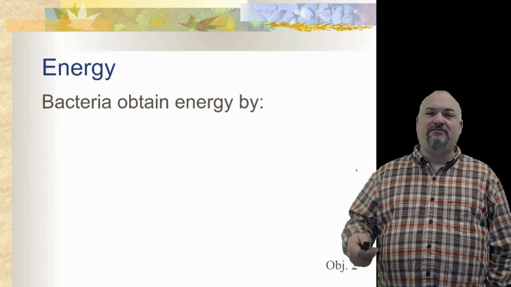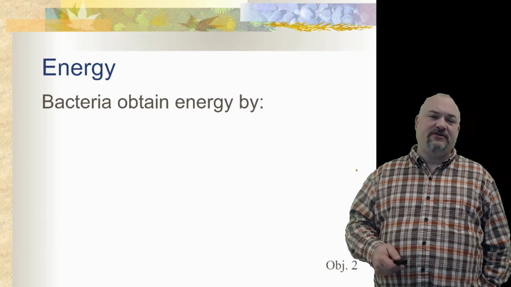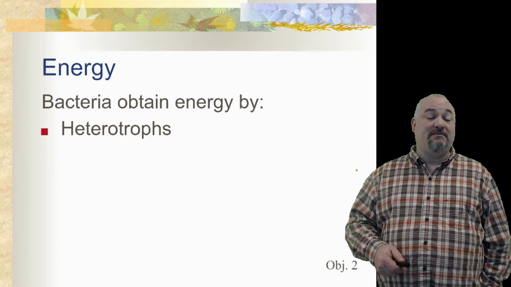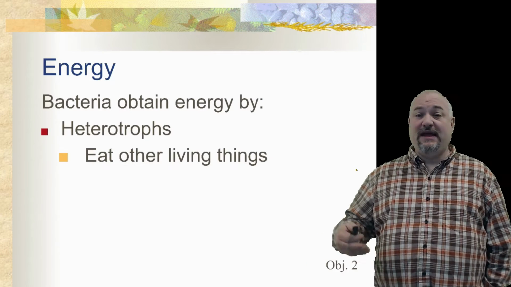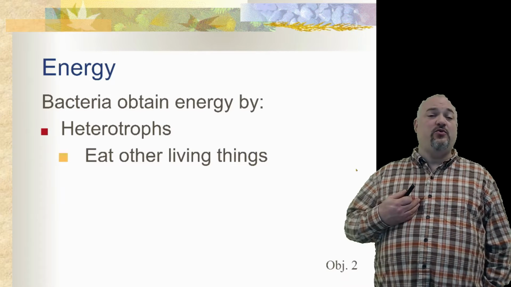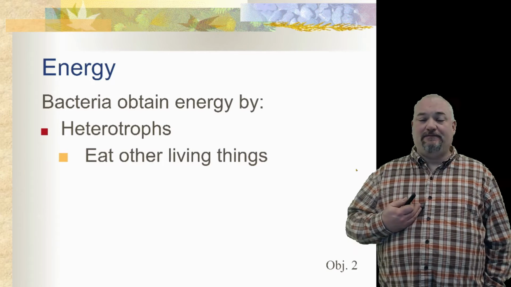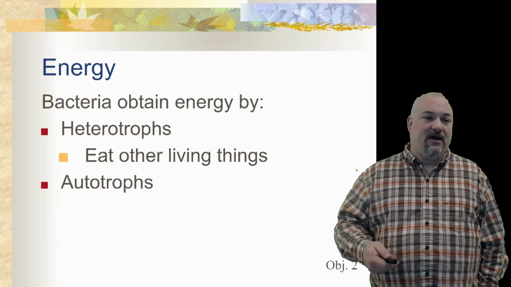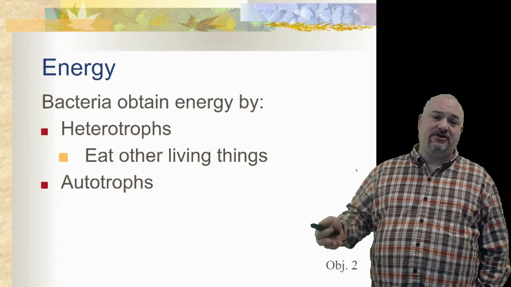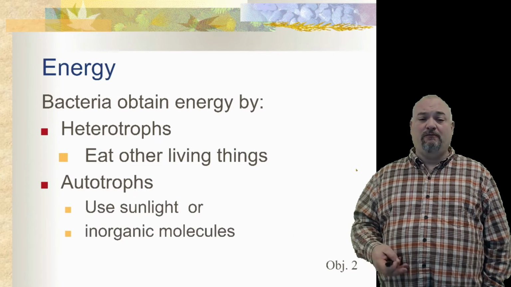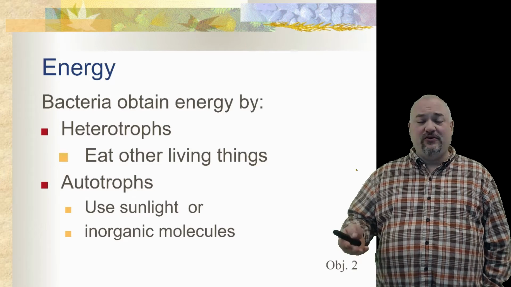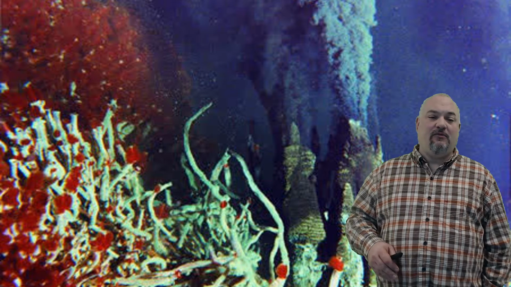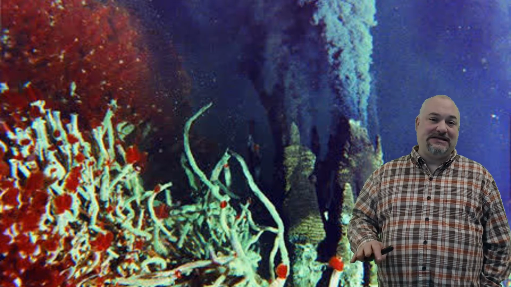Where do they get their energy from? Just like everything else, and we learned about this in the first unit when we talked about energy. Some bacteria are heterotrophs, so they eat other living things. The ones that would live in you would be heterotrophs, and the ones that would decompose dead things would be heterotrophs. Others are autotrophs. They make their own energy, either from sunlight or from inorganic molecules. There's a few that live down in the deep ocean, way below where the sun gets, that can still produce their own energy using chemicals coming up from the core of the earth, which is kind of cool.